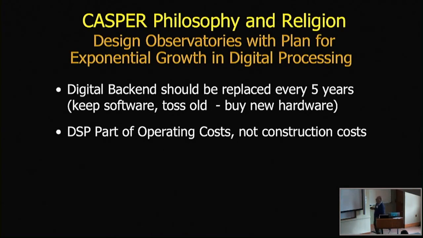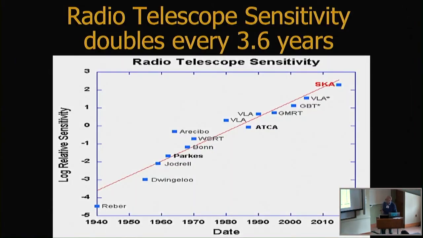So the philosophy and the religion of CASPER: we're trying to make things quickly because of this exponential growth. You want to see if you can build your instrument in a few months or a year. We want to figure out how to do that. We think you should get into a mode where the signal processing for the instrument is part of the operating cost, and you should be throwing away your digital stuff every few years because it changes so rapidly. And I've got a few slides about that.